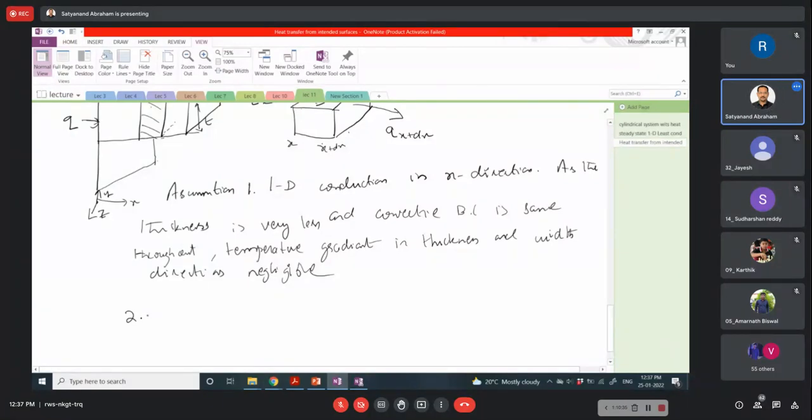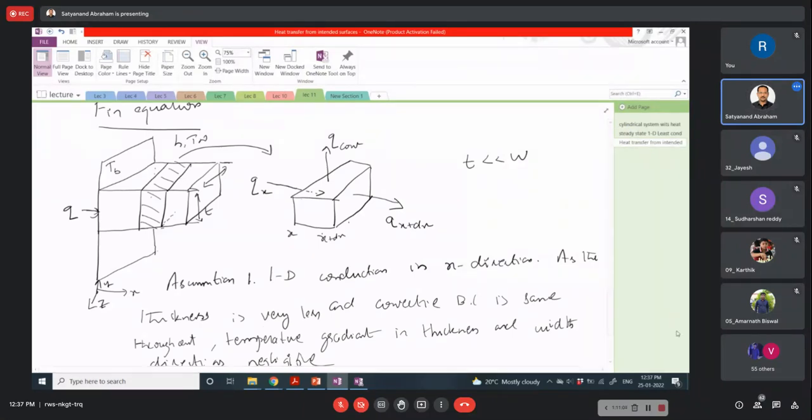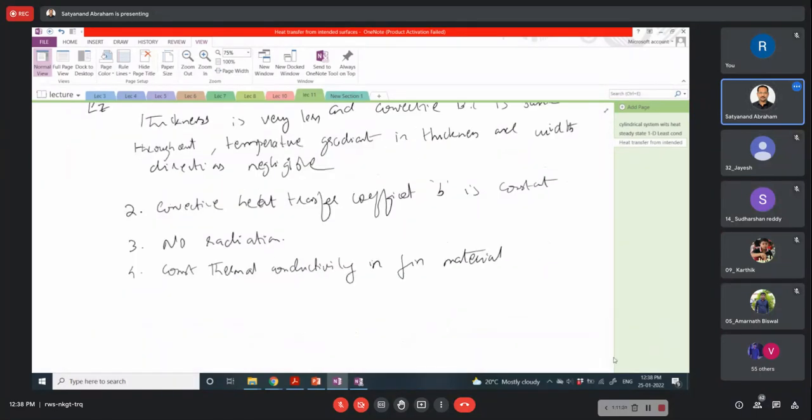The second assumption is that the convective heat transfer coefficient H is the same throughout, or constant. Only then will the assumption of 1D conduction be valid. The third is that no radiation is present. And the fourth is constant thermal conductivity of the fin material. These are the four assumptions we need to make.